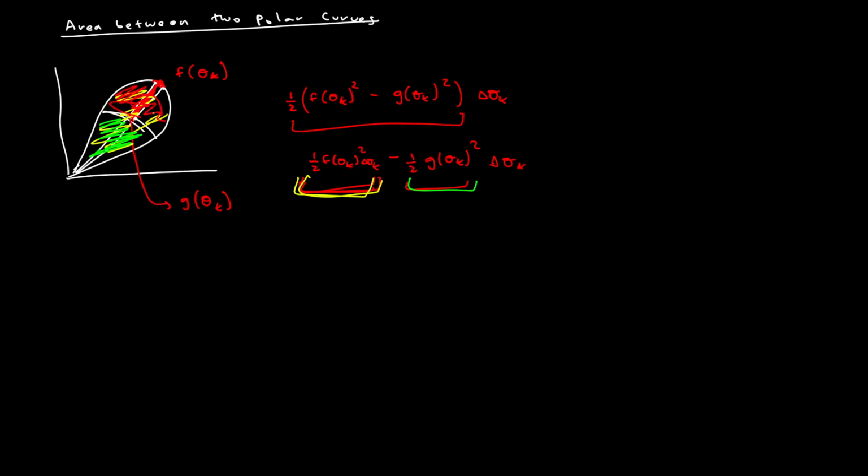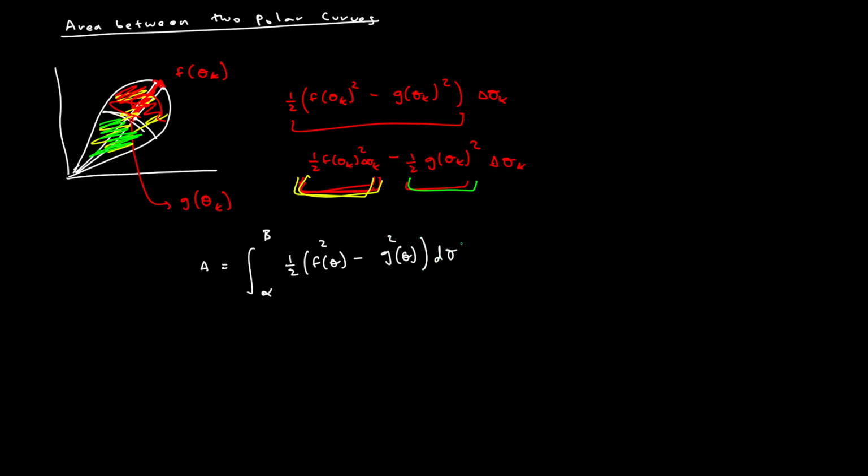So that formally shows us that the area between two curves, where one is f and one is g, is simply the integral from alpha to beta of 1/2 f(θ)² minus g(θ)² dθ.